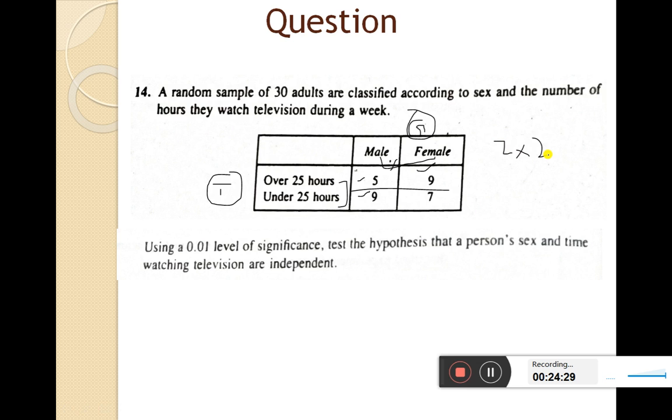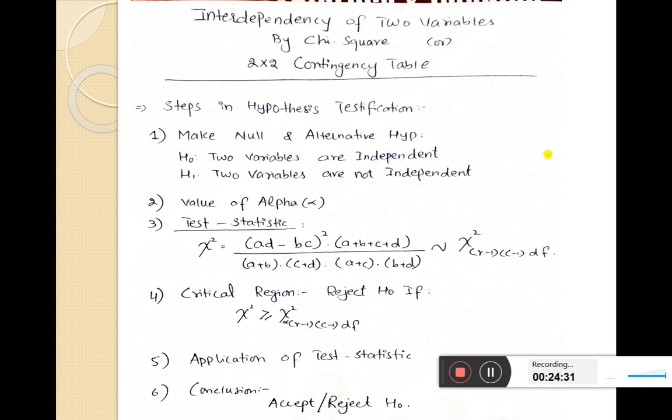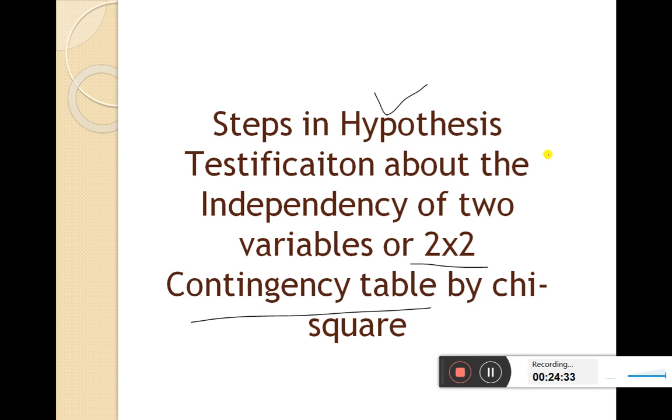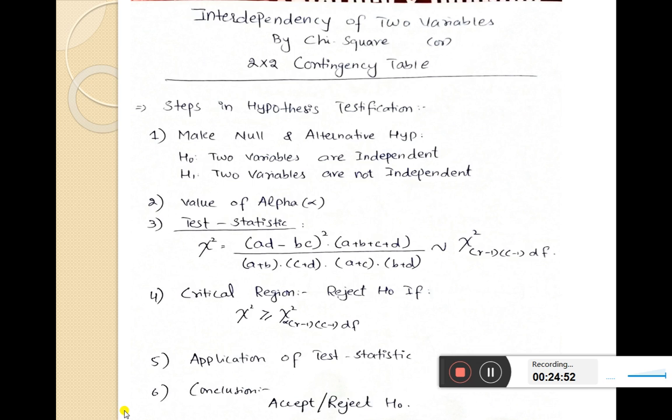That is why it is called the contingency table, the 2 cross 2 contingency table. Now as I told you, for every hypothesis test of independency of two variables, when we test whether two variables are dependent or not dependent, we have to study again the 6 steps. These 6 steps are a bit different as compared to the other hypothesis tests.